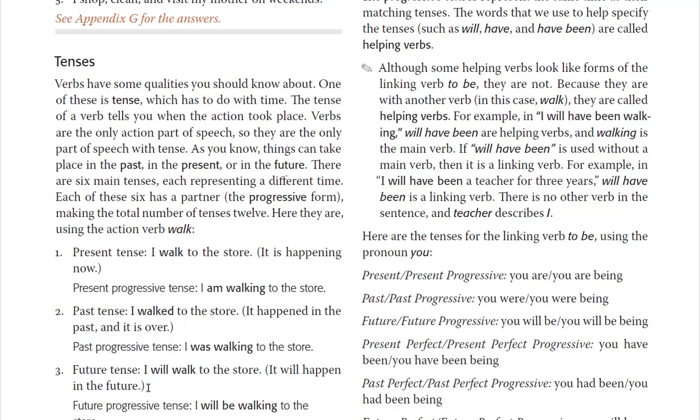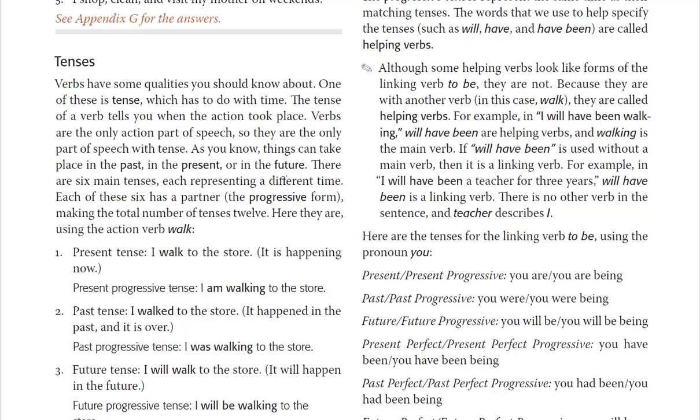I will walk. Future tense is something that's going to happen tomorrow. Future progressive tense is something that's going to happen in the future, but one future action will happen before another. So future progressive means that something is going to happen continuously in the future.